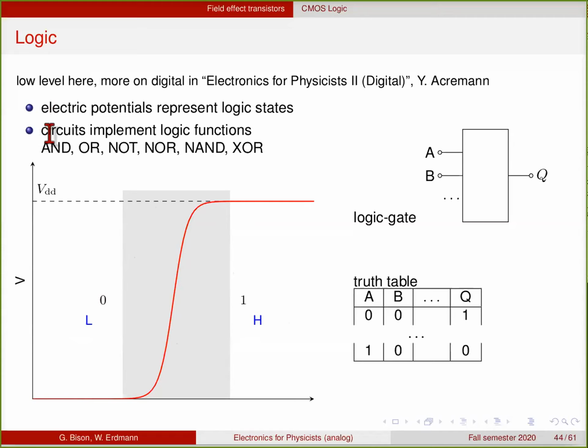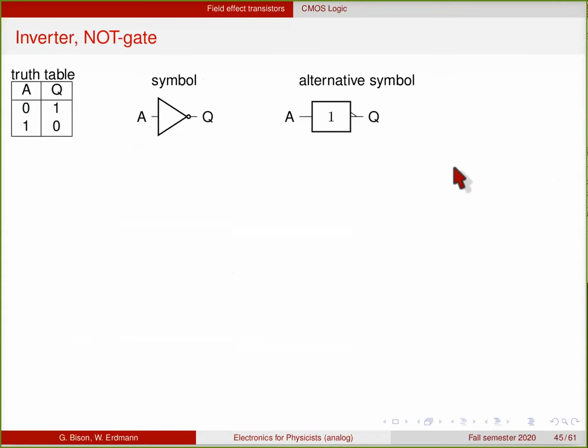Then you have some circuits that implement logic functions, so-called logic gates. So you have a number of inputs here and an output that is a function of these given by some truth table, and this is then of course implemented with transistors. So let's start with the simplest one here, which is the inverter or NOT gate. The truth table is very simple. If the input is 0, then the output should be 1, and if the input is 1, the output should be 0. This is the symbol. It's like an amplifier, but the little circle here indicates that it inverts. And then in logic, you will also often see other symbols like this one, for instance. I prefer this one.